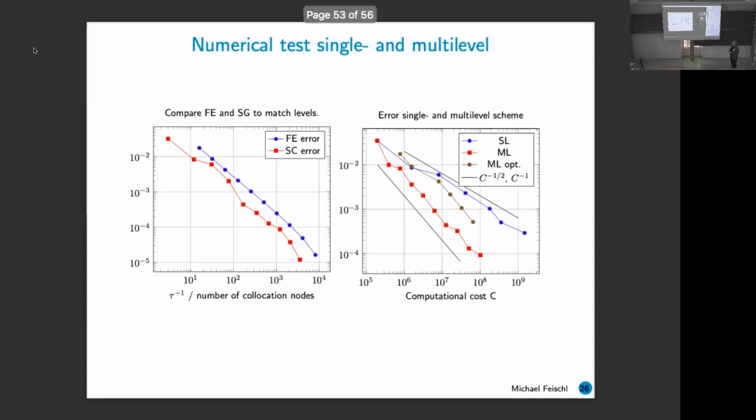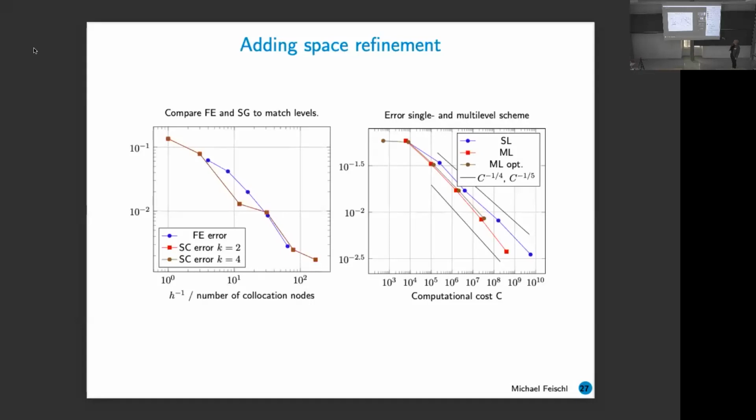This is just if we consider time stepping and stochastic collocation as our levels, right? So we gain half an order. If we include the spatial refinement, we only get 1/5 of an order because you just have more dimensions in your problem, right? So that's expected. But still, there is quite an advantage over the single level problem.